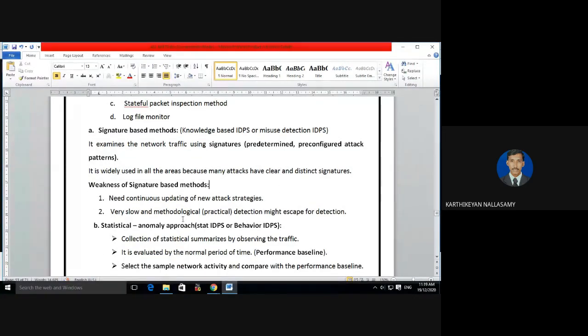One is the continuous update. If new persons come, or maybe I want to change my signature, then we need to continuously update our new strategies. And it is surely a very slow methodology when the traffic is high. It means that if at the same time there are 10 members at a gate, it needs more time to process that. So it is a very slow methodology.